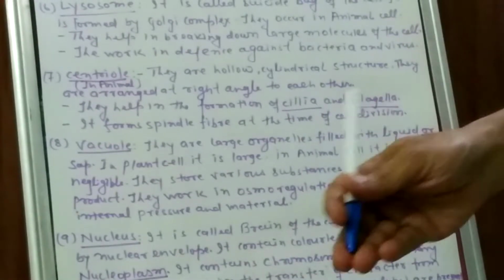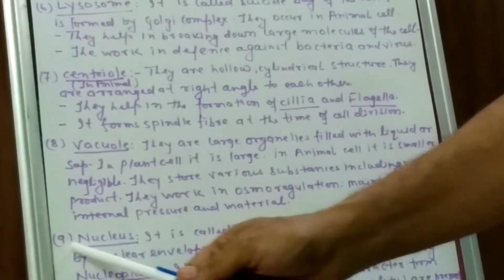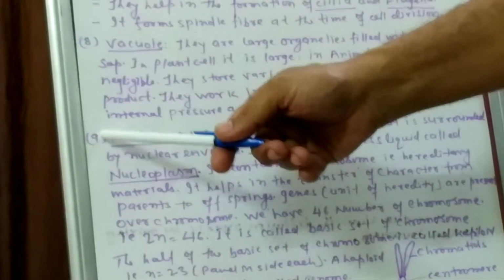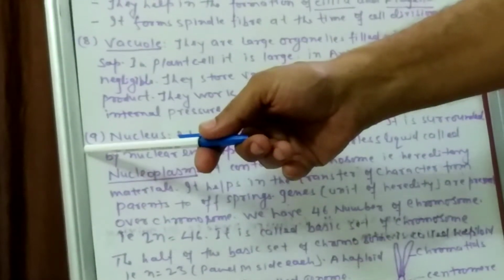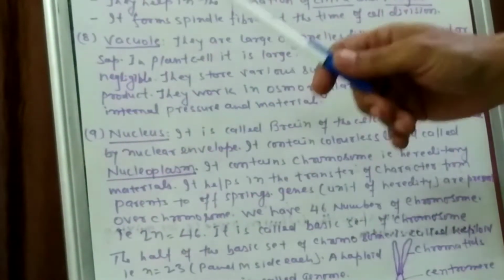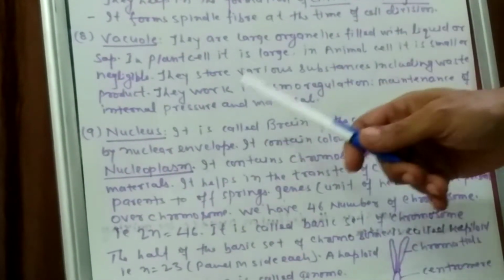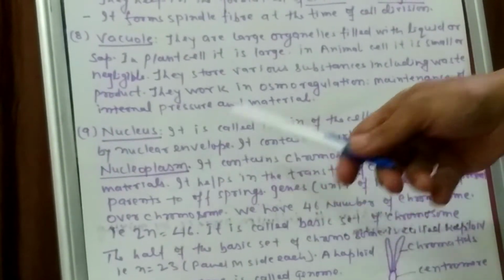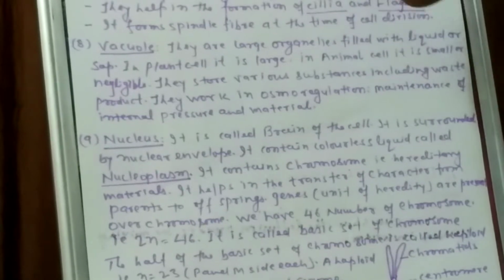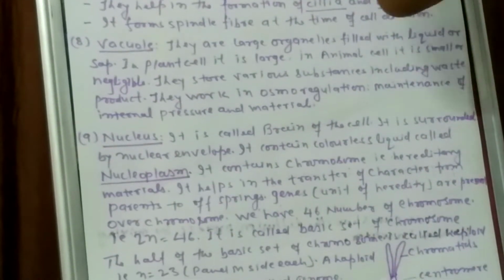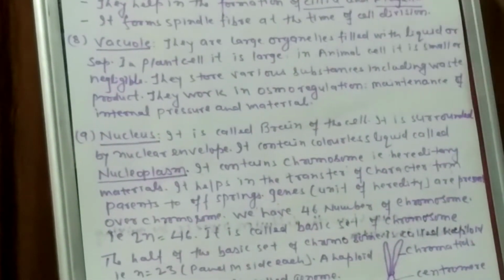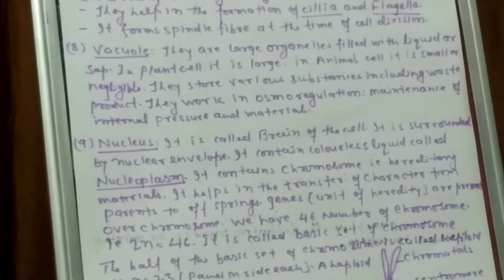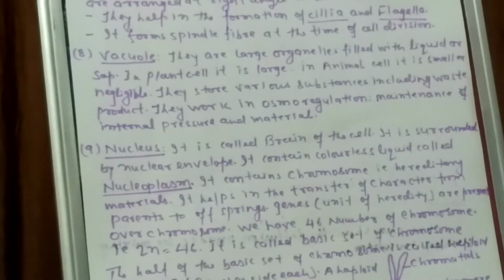Now this is the main important organelle, that is the nucleus, which is found in both plant cells and animal cells. This is the master organelle of the cell. So it is also called the brain of the cell and controls all the activities of the cell. It is surrounded by the nuclear envelope. So the nucleus is surrounded by a double membranous structure called the nuclear envelope or nuclear membrane. In the nuclear envelope, pores are present, known as nuclear pores.